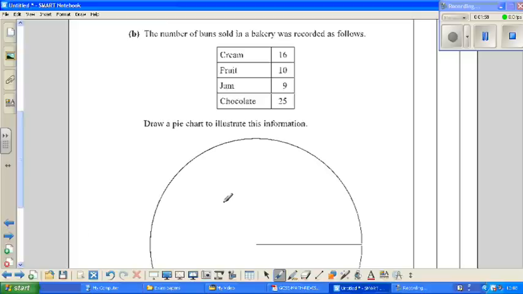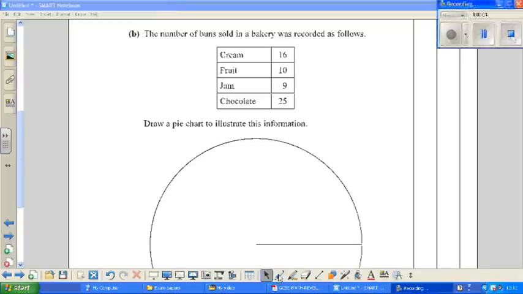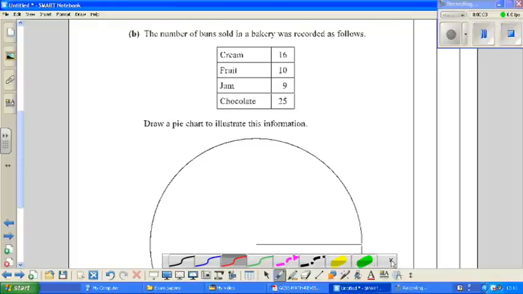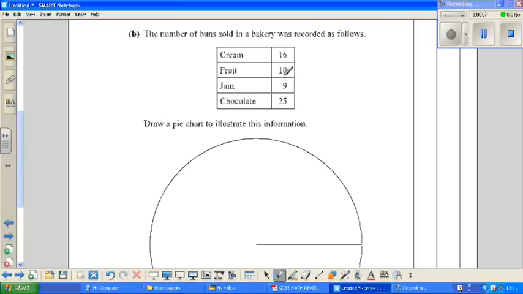Okay, so just have a look at the next part, which is 1B. It's a pie chart. If you shut down the video now and have a go at that, and then we'll go through the solution. Here's question 1B, and it's a pie chart question. So it's telling us in this table the number of buns sold in a bakery. So we've got different types of bun, and we need to add up first, add up the total. If you add those up, you should get a total of 60.